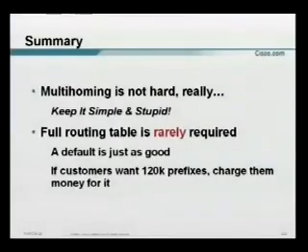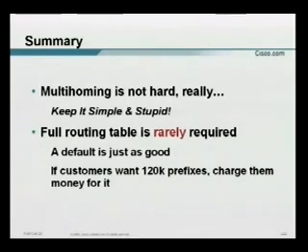Simple summary: multi-homing is not hard, really. Keep it simple, keep it stupid, it won't go wrong, gives you more nights of sleep, fewer nights trying to figure out why you broke things by changing one line. A full routing table is rarely required. As I say, you only need it if you're a transit provider. Otherwise, if you're on the edge of the net, you really probably don't need it. Default is just as good.